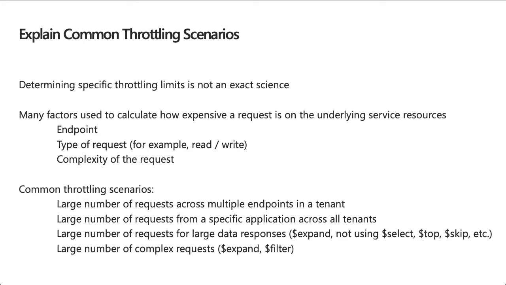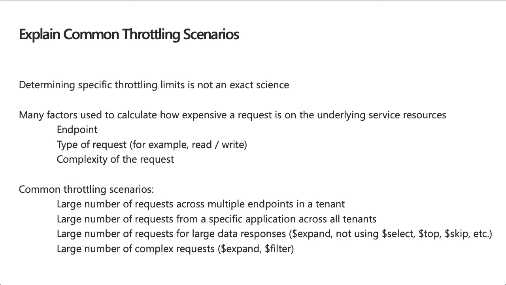If you submit a large number of requests for a large data response, so consider a request that uses the expand query operator and it tells Microsoft Graph to get additional data and include it in the request. If that request is not using data limiting query parameters such as $select or $top or $skip, for instance, the service has got to work a lot harder to retrieve and include a larger data set in the response. That would be a much more expensive request than asking for just the name, email, and ID of a user.